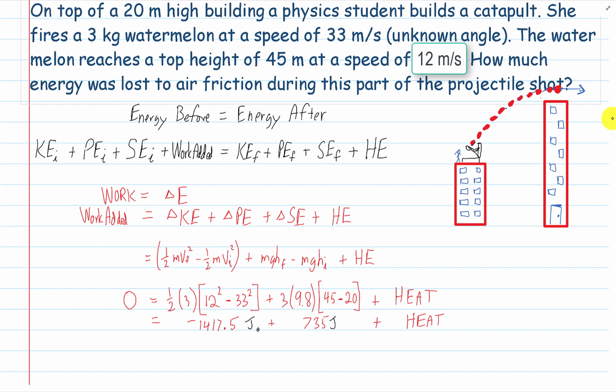There's our change in kinetic energy and our change in potential energy. So it reduces kinetic energy by 1,417. No, it increases potential energy by 735. So the heat must be what's left over because this is lost that much. If there was no air friction, then this would have gained that much. It would have been that much of a height difference. And that's just going to be 682.5 joules.